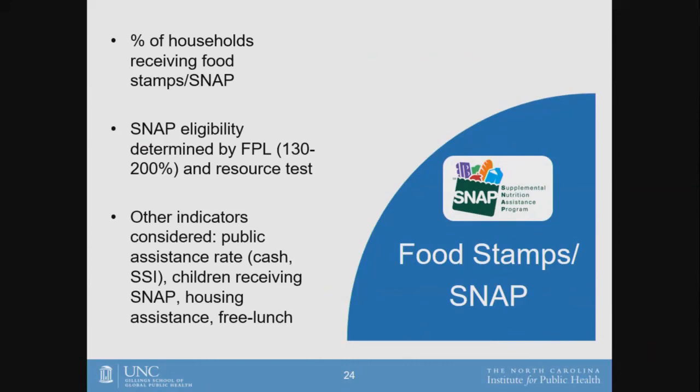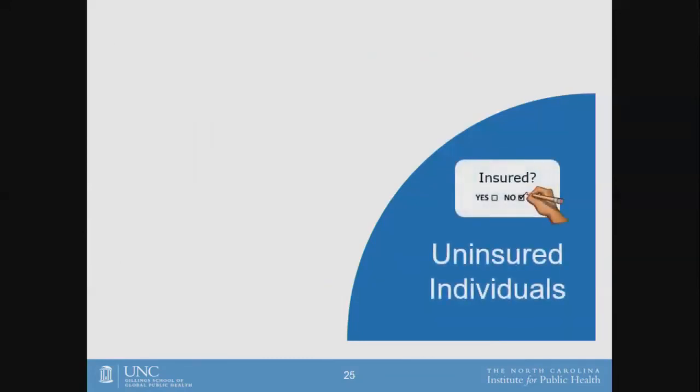Other indicators that we considered were public assistance rates, cash SSI, strictly children instead of households receiving SNAP, households receiving housing assistance, and then free lunch percentages. For each of these, they had their drawbacks that made us lean towards food stamps and SNAP over others. The public assistance rates, the reliabilities were too low. Children receiving SNAP, again, were too low. Housing assistance, similar, and then free lunch as well.